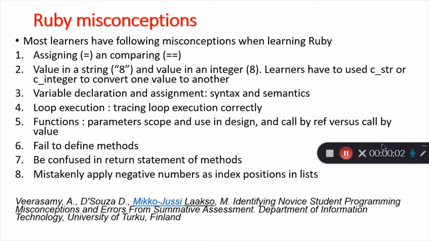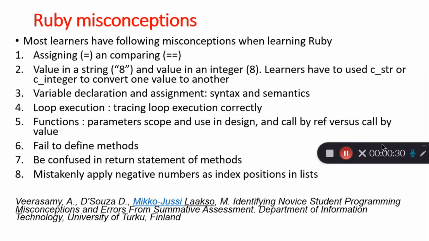Ruby misconceptions. Most learners have the following misconceptions when they learn Ruby. 1. Assigning symbol and comparing symbol. 2. Value in the string and value in an integer. Learners have to use to_s or to_i to convert one value to another.